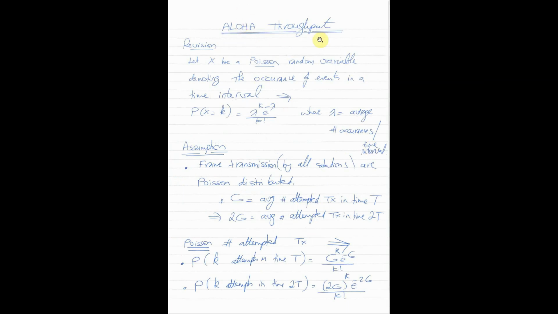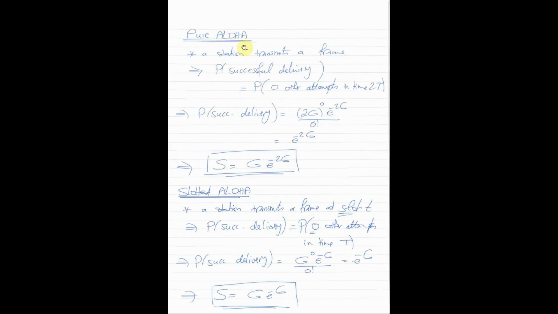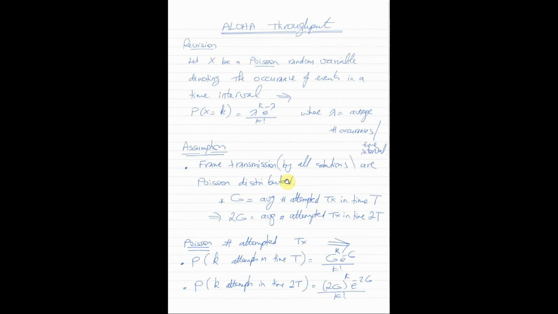How can we derive the throughput for Aloha, whether pure Aloha or slotted Aloha? Let's revise, let's try to remember together the Poisson random variable. If you have taken random signal theory with me, it means that I taught you the Poisson random variable. Let x be a Poisson random variable, which denotes the occurrence of a random event of a time during a time interval.